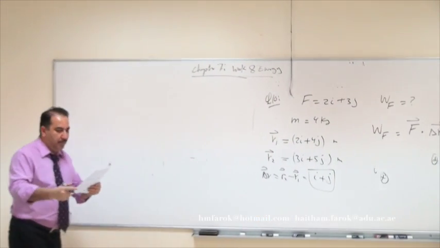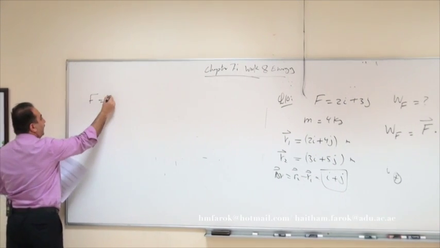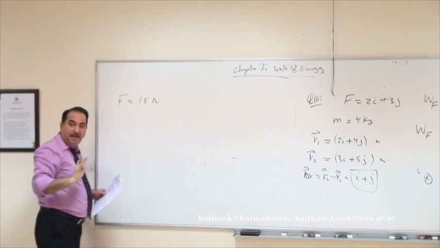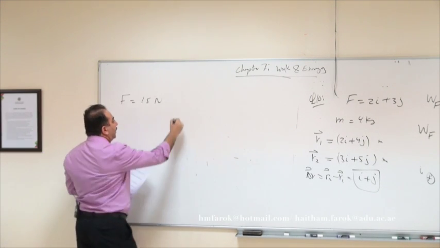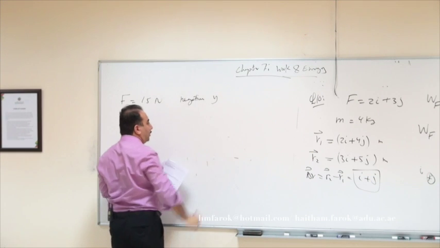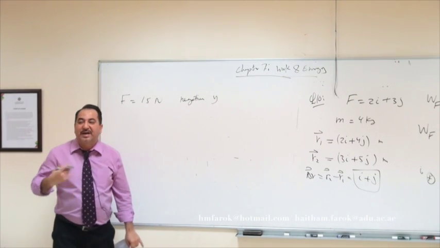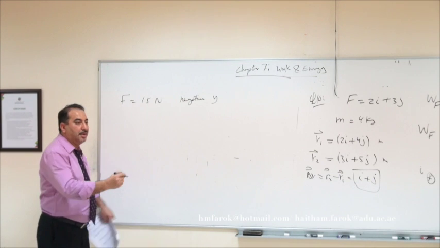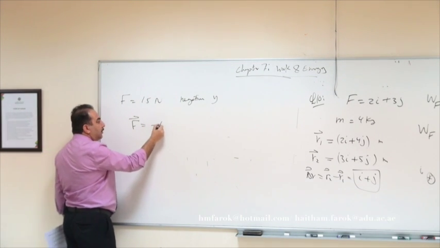So in this question, the force is 15 Newton. This is magnitude, yeah? But which way? Negative y. Now, if I want to write this force as a vector, this is magnitude. How do I write it? F vector is minus 15J.